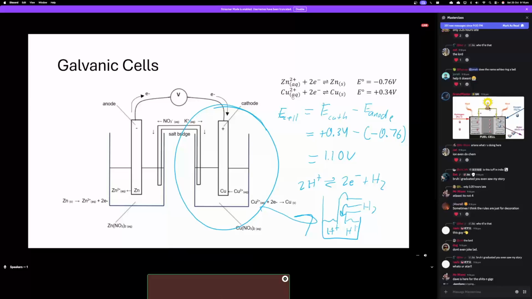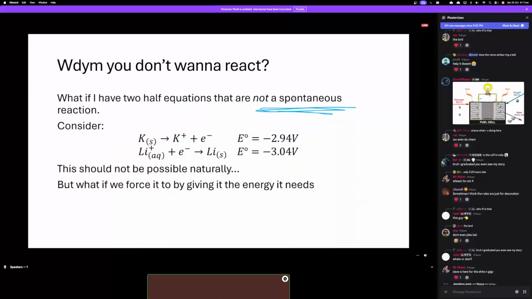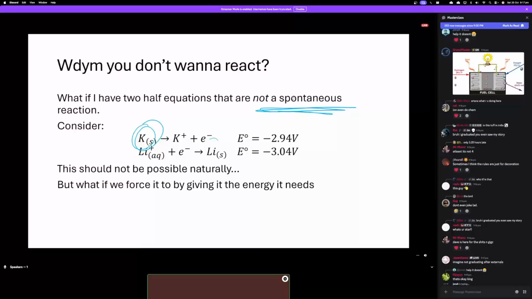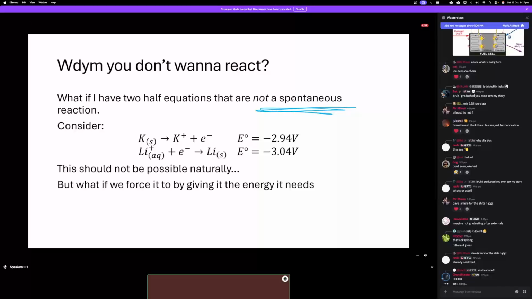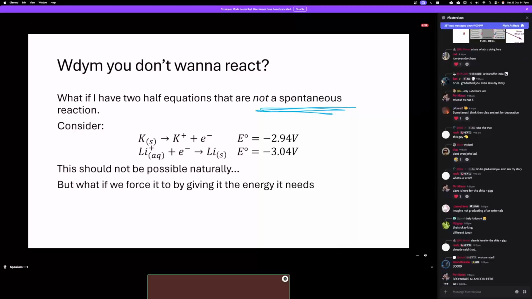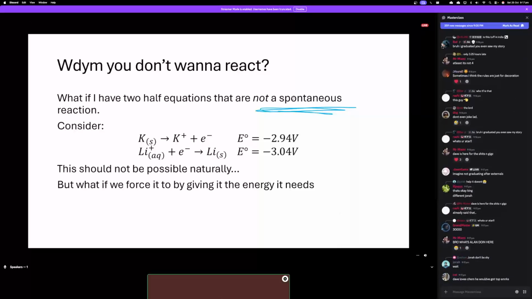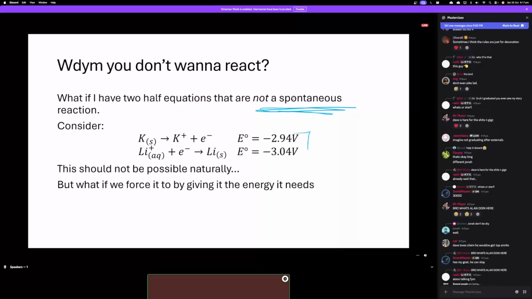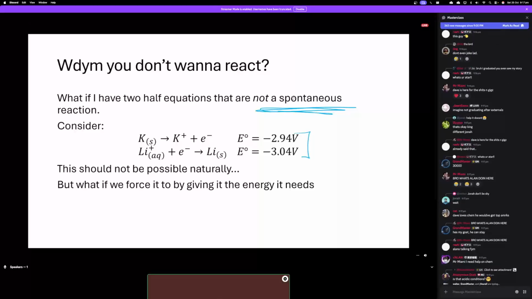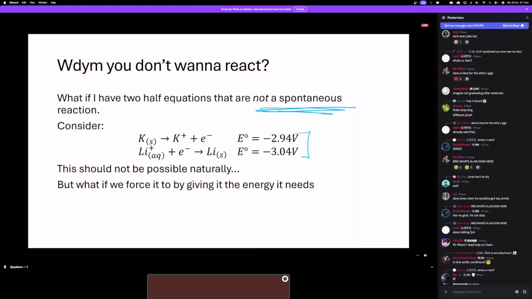Okay, back to this. What if we have a non-spontaneous reaction? What if we had potassium metal and lithium metal, and it just doesn't want to react? This shouldn't be possible. But what if we made it possible? What if we forced it to happen by giving it the energy it needed to react? Potassium metal is donating an electron, and lithium is gaining an electron. We want to give it the required energy perfectly so it can react accordingly, right?